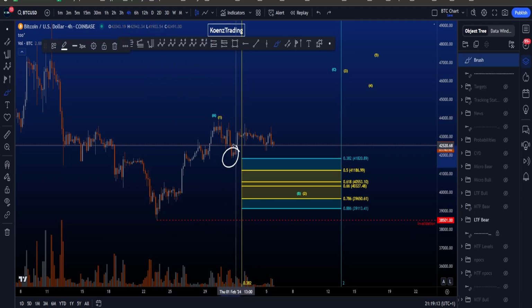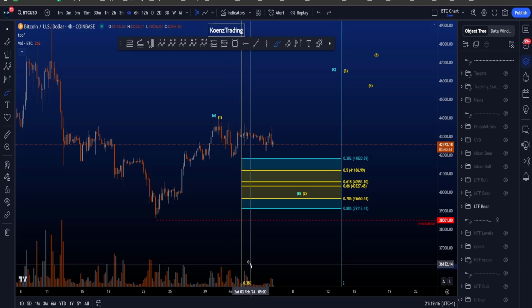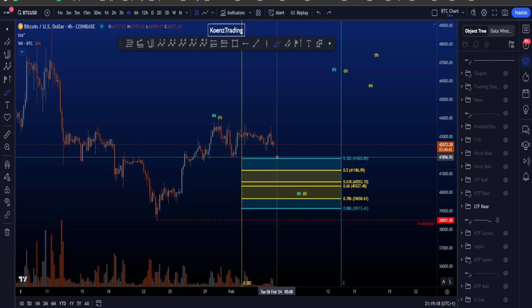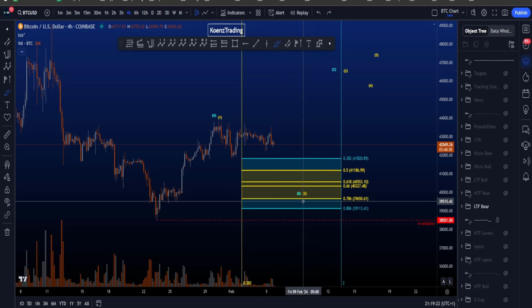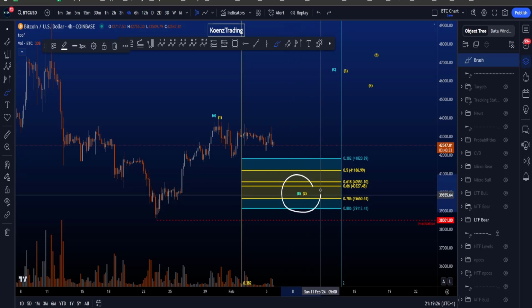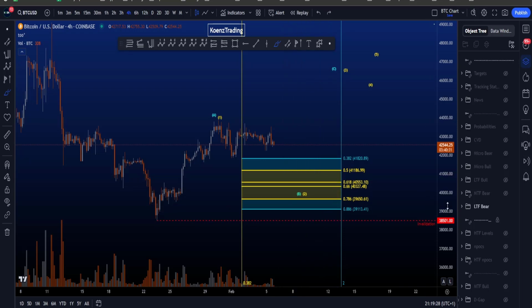Currently, the low that we have over here is made before the 0.382 and also did not hit the 0.382 Fibonacci over here. So the probabilities therefore are higher. We are still going to see lower prices to finish this wave B or 2.